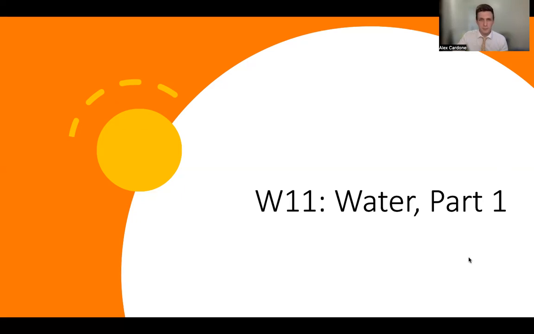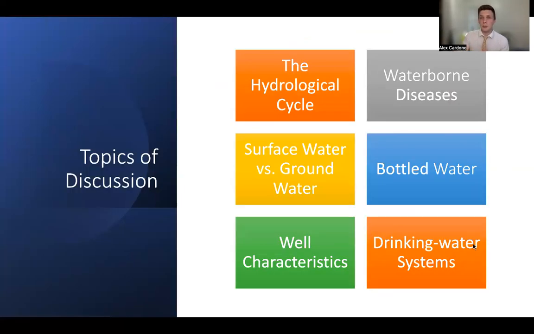So whenever we're talking about water, we have a few topics that we're going to be specifically going over and that are important for you to be able to understand overall. So the hydrological cycle, otherwise known as the water cycle, surface water versus groundwater, both pros and cons of each, well characteristics, waterborne diseases, bottled water, and drinking water systems.